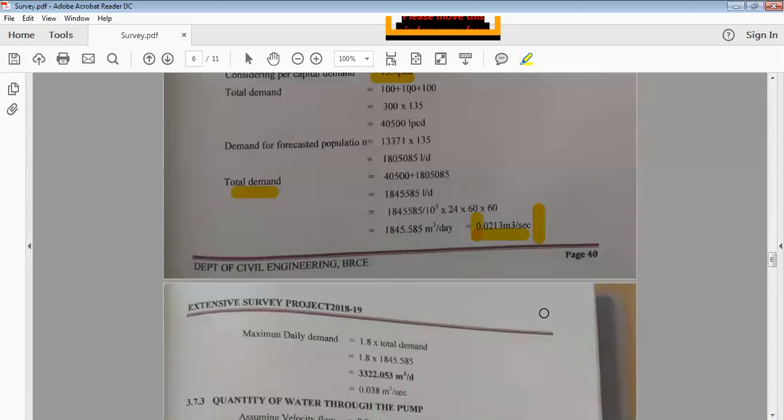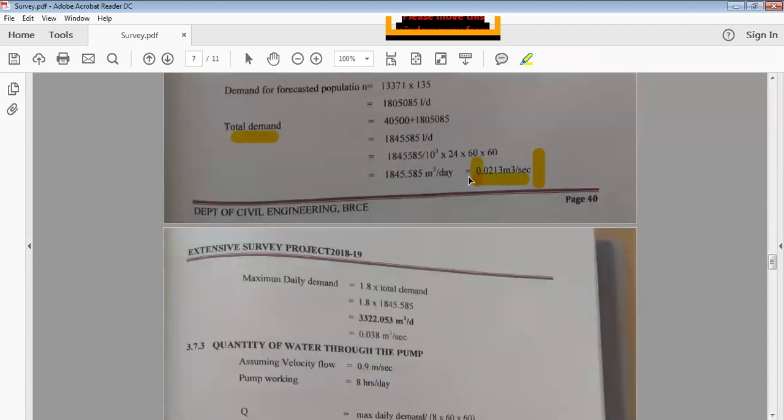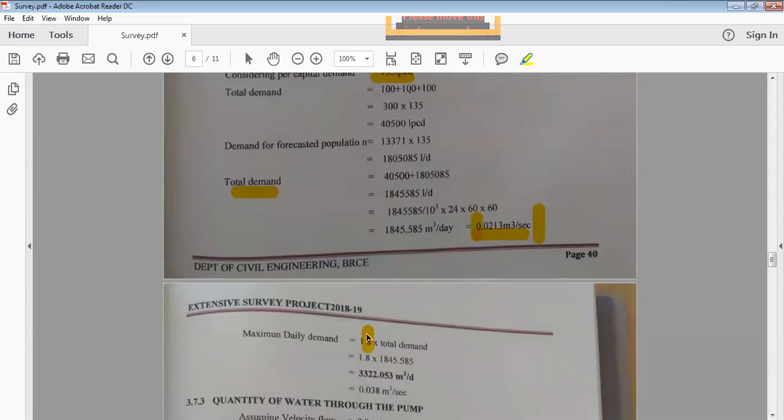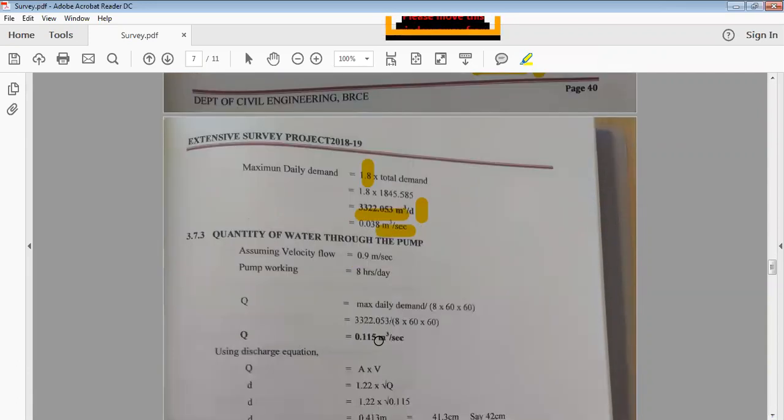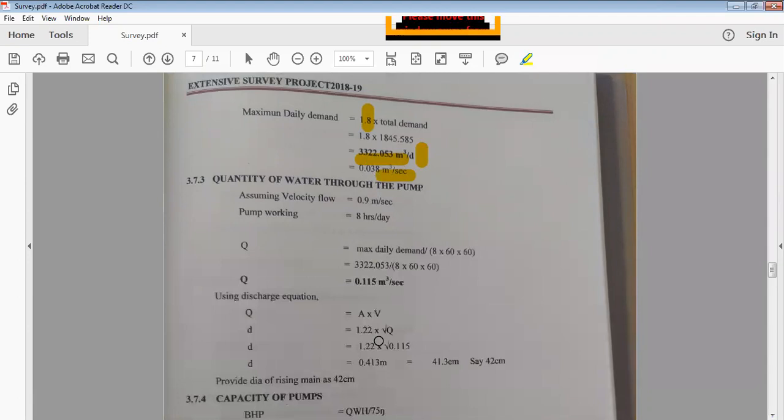0.0213 meter per second. Okay. Then we multiply by a factor of safety. Just like in construction, you know what factor of safety is. So we are multiplying the total demand by 1.8 times. So this we got as the answer. So this is the maximum demand. With respect to meter cube per second, it is 0.038. Okay.